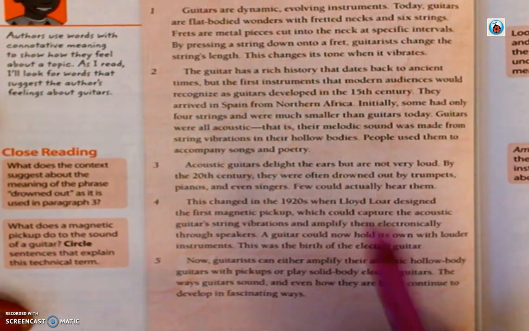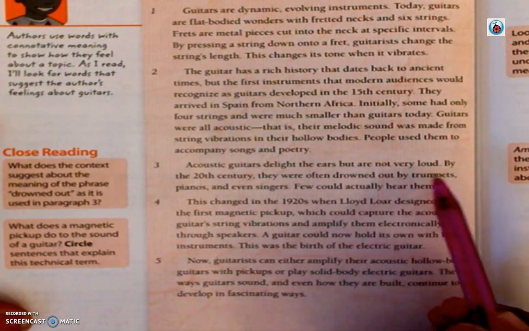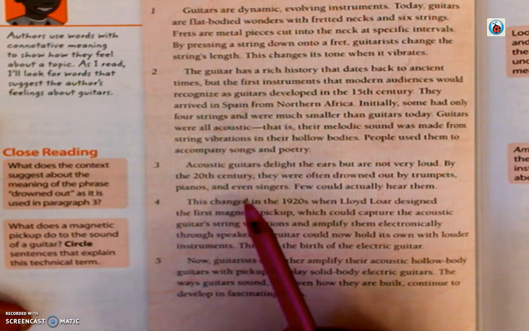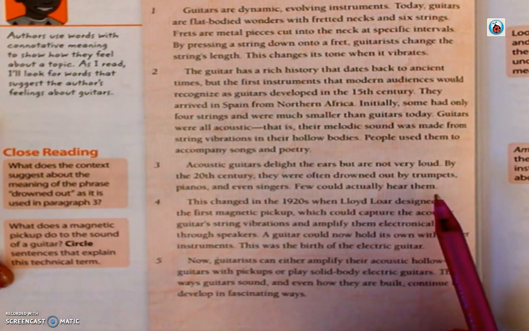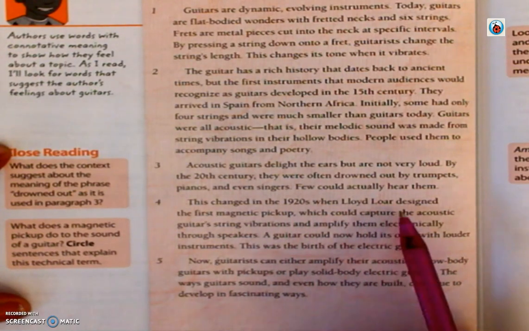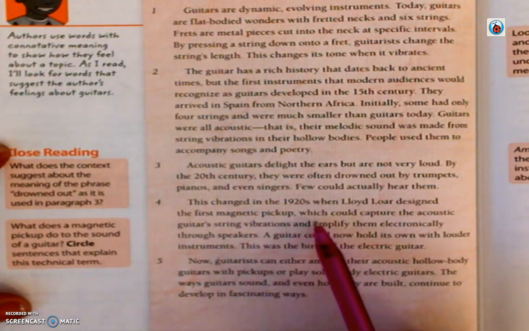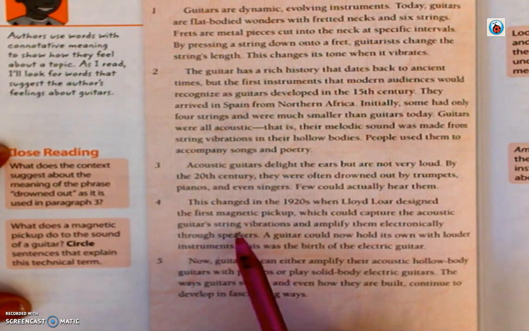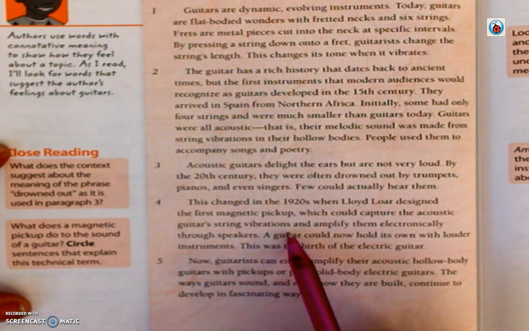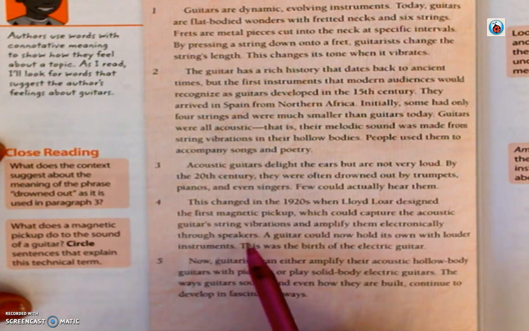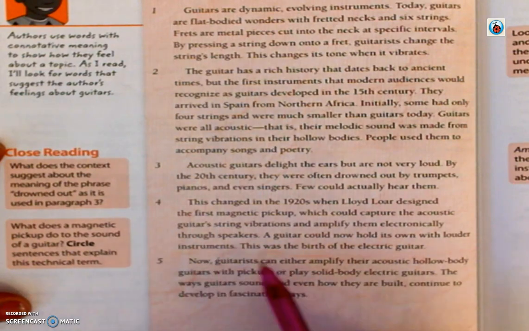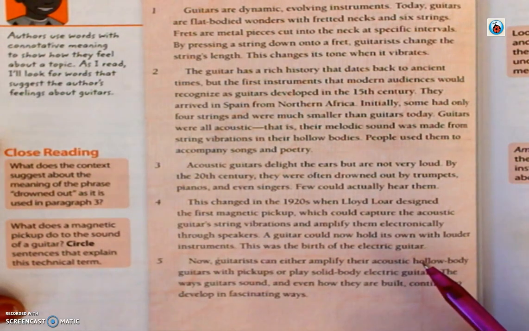Acoustic guitars, paragraph 3, delight the ears, but are not very loud. By the 20th century, they were often drowned out by trumpets, pianos, and even singers. Few could actually hear them. This changed in the 1920s when Lloyd Loar designed the first magnetic pickup, which could capture the acoustic guitar strings' vibrations and amplify them electronically through speakers. A guitar could now hold its own with louder instruments. This was the birth of the electric guitar.